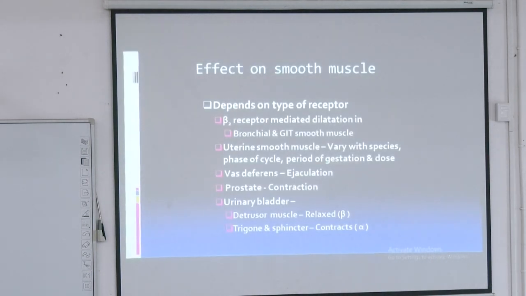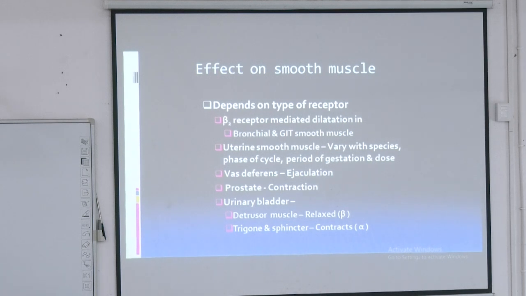Effect on smooth muscle depends upon the receptor type. The beta 2 receptor is mostly present in the bronchial smooth muscle. What will happen there? There will be strong bronchodilation, and there will be decreased release of histamine and leukotriene from the mast cells.